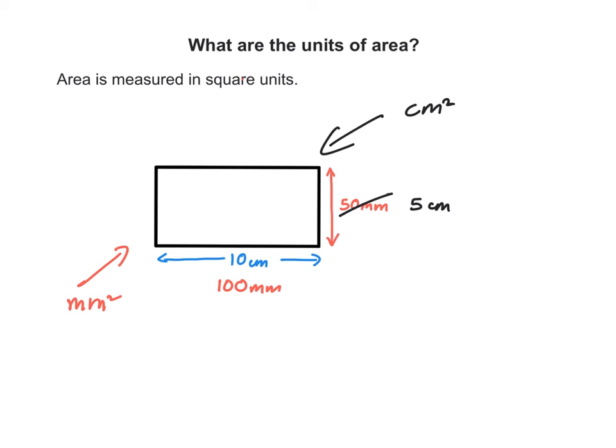You can either work out the area in centimeters squared by converting the 50 millimeters into centimeters, or work out the area in millimeters squared by converting the centimeters into millimeters. It's up to you.